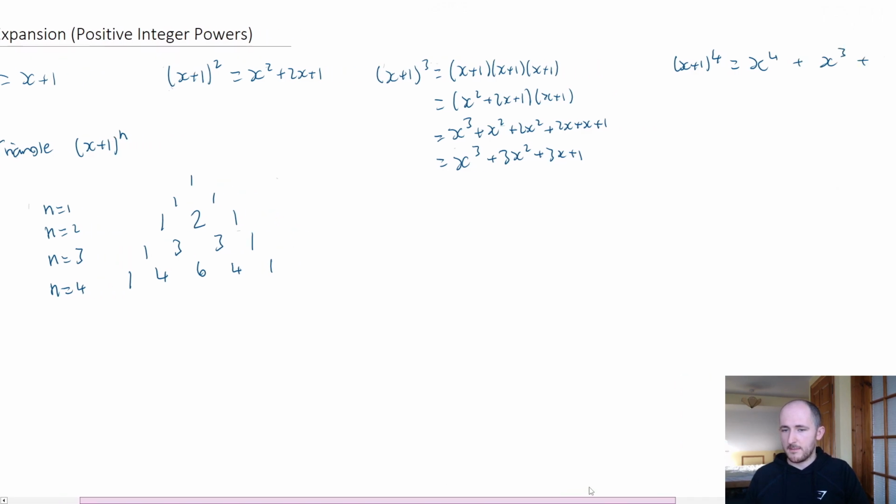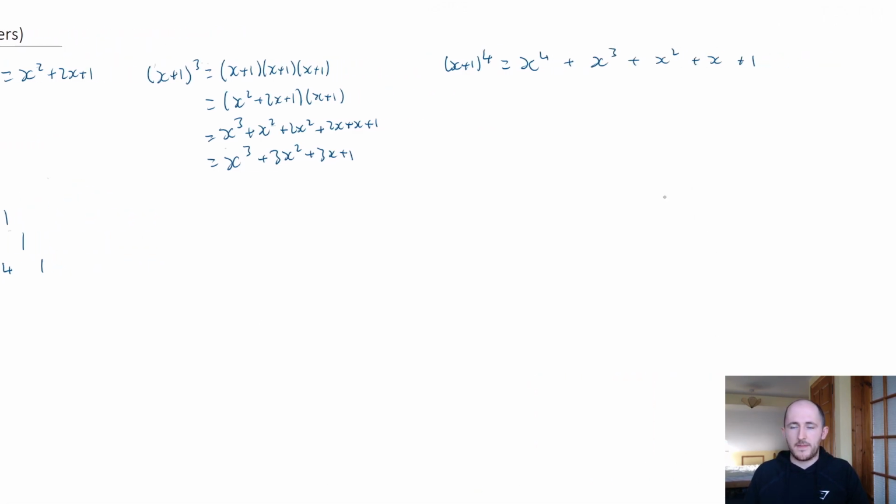So then if I go over here, my answer will be, well, there's a 1 in front of the x to the 4, so don't write anything. Then we have 4, 6, 4, 1. How cool is that? Expanded a bracket really, really quickly.